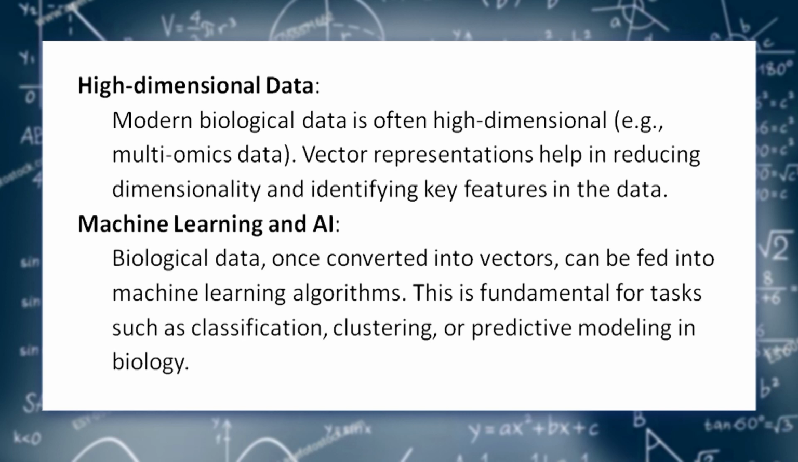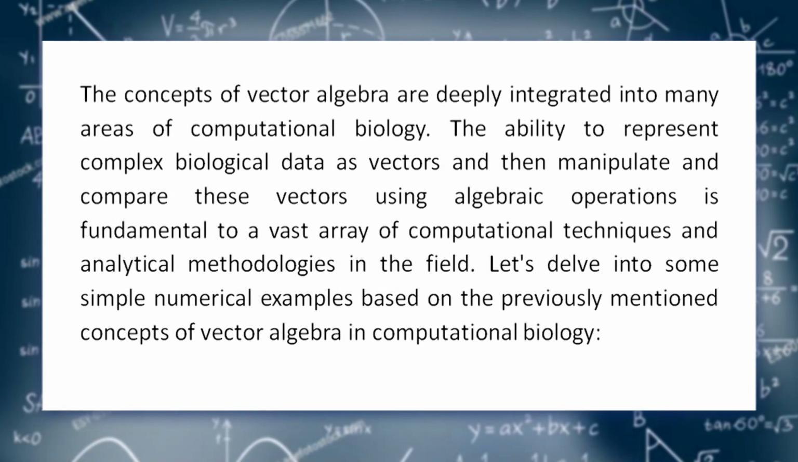Machine learning and artificial intelligence. Biological data, once converted into vectors, can be fed into machine learning algorithms. This is fundamental for tasks such as classification, clustering or predictive modeling in biology. So, the concepts of vector algebra are deeply integrated into many areas of computational biology. The ability to represent complex biological data as vectors and then manipulate and compare these vectors using algebraic operations is fundamental to a vast array of computational techniques and analytical methodologies in the field.